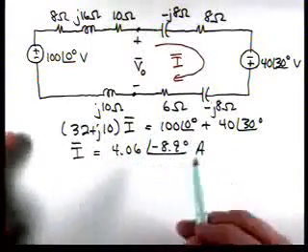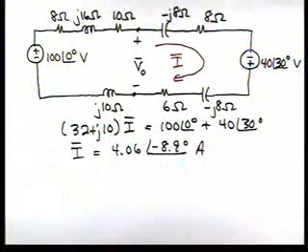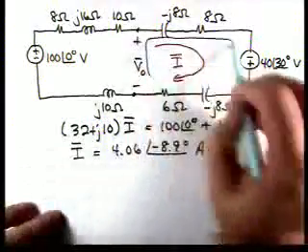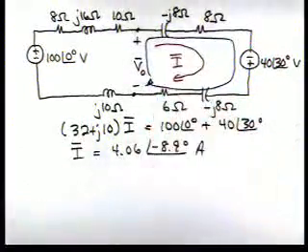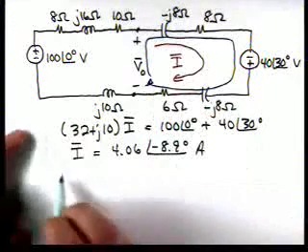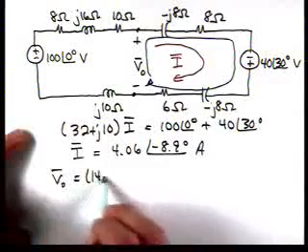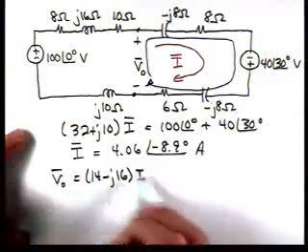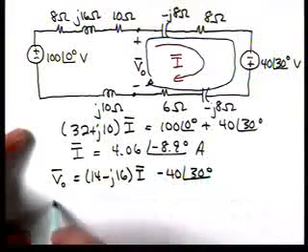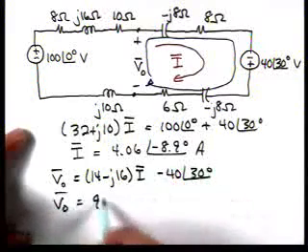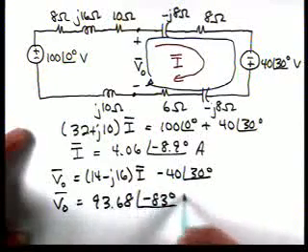And if we calculate V0 now, let's go around this loop to do that. Then V0 is 14 minus j16 times I minus 40 at an angle of 30, and V0 then is 93.68 at an angle of minus 83 degrees.